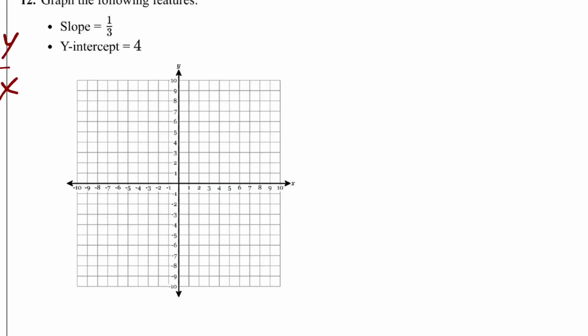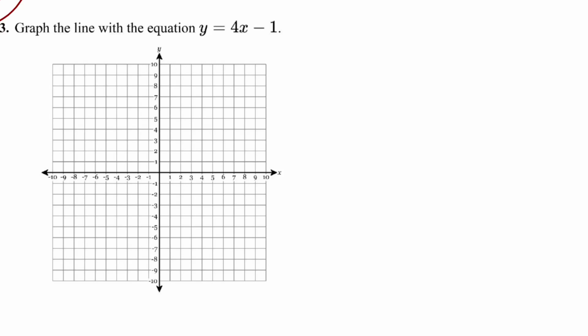I start with my y-intercept. It's at 4, so I put a dot at 4. I always start here on the y-axis. From that dot, I'm going to count up 1 and right 3. Draw my line. Notice I have a positive slope, so I should be going up.